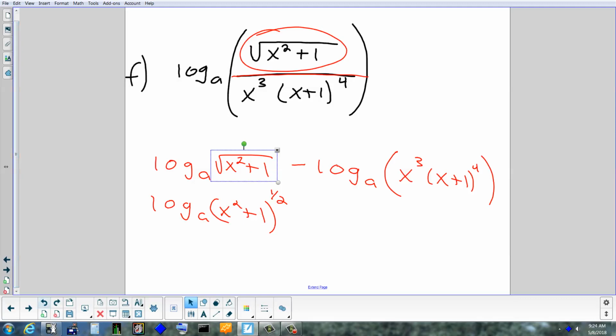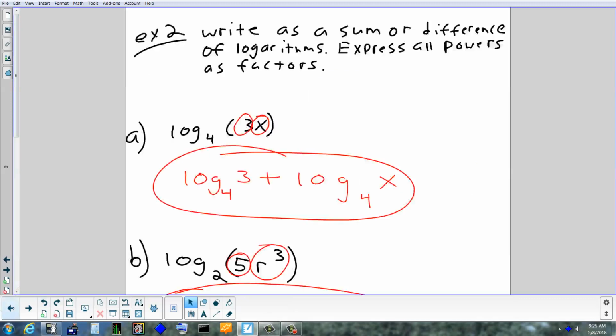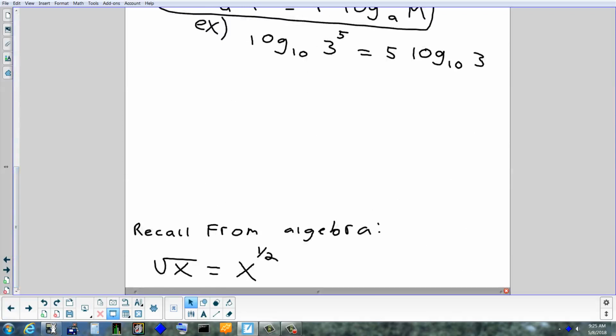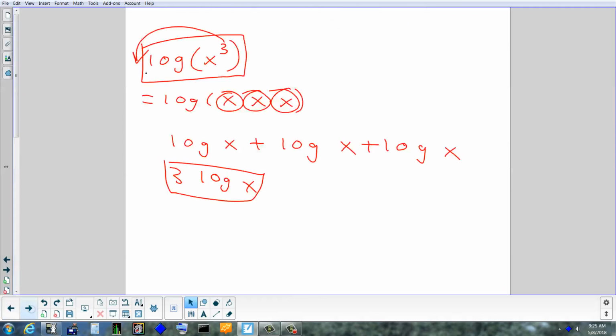So why is it half? Just because from algebra, when you take a square root, square roots always are to the 1/2 power. It's just another way of writing a square root. Like if you didn't want to write cube root, you could put to the 1/3 power. Fifth root, 1/5 power. It's just how roots work in algebra. All right, now let's look at the second part.